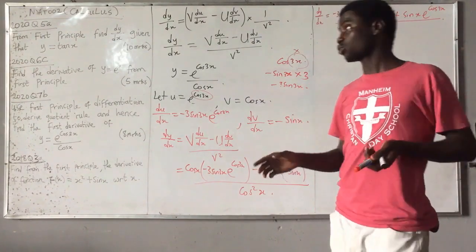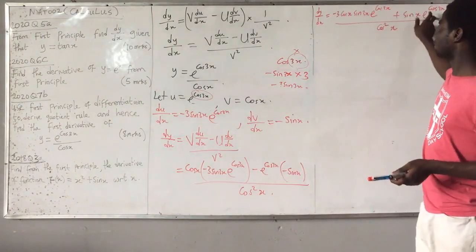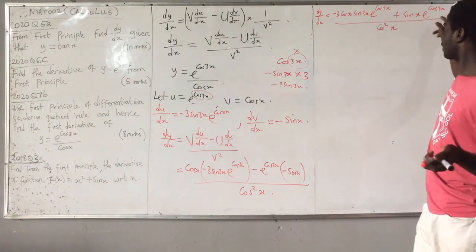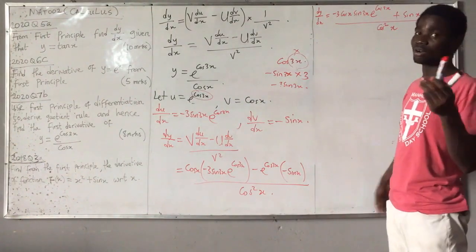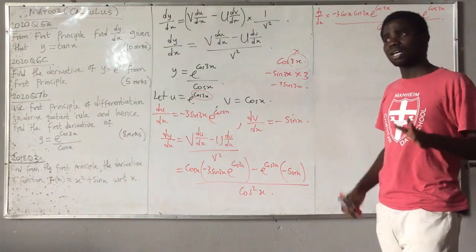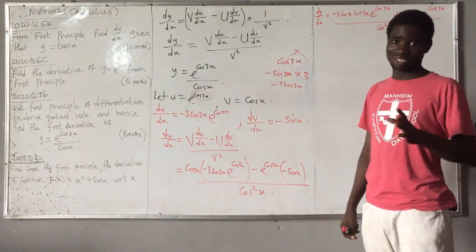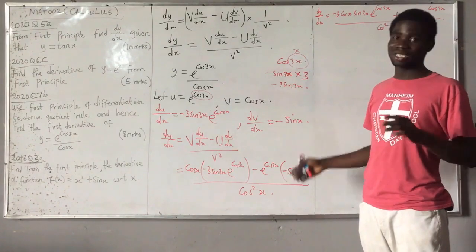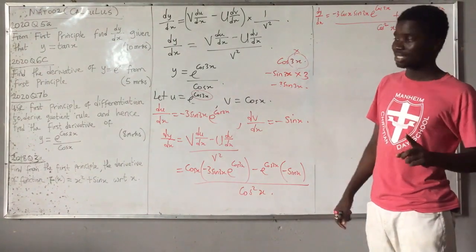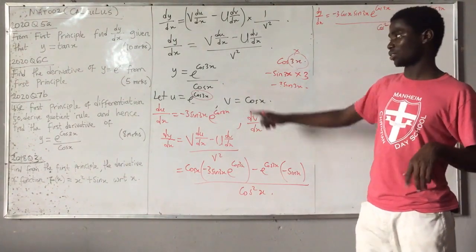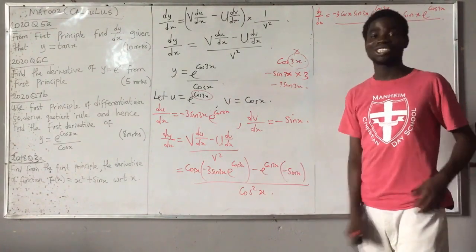Or you might like to factorize e raised to power cos 3x. Whichever way you are doing it is fine. Just make sure you get the point. Do you understand? So please go through it again if you don't understand it clearly. And whenever you see a question like this, know that you will use the quotient rule.